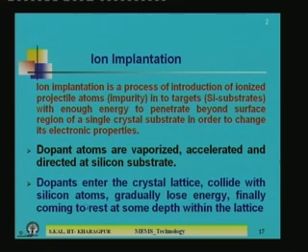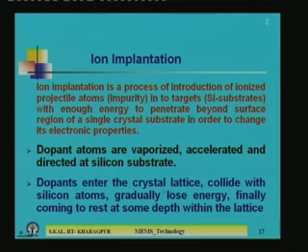And how is it done? First, the dopant atoms are vaporized, then they are accelerated, and then directed at the silicon substrate. Therefore, there are three steps. The dopant atoms are first vaporized, it has to be in vapor form, then it has to be accelerated, so the energy of the impurity atom will increase. After acceleration, they are focused and directed towards the silicon substrate, where they will collide into the substrate, and it will go deeper into the silicon. That is a physical bombardment process, ion implantation.